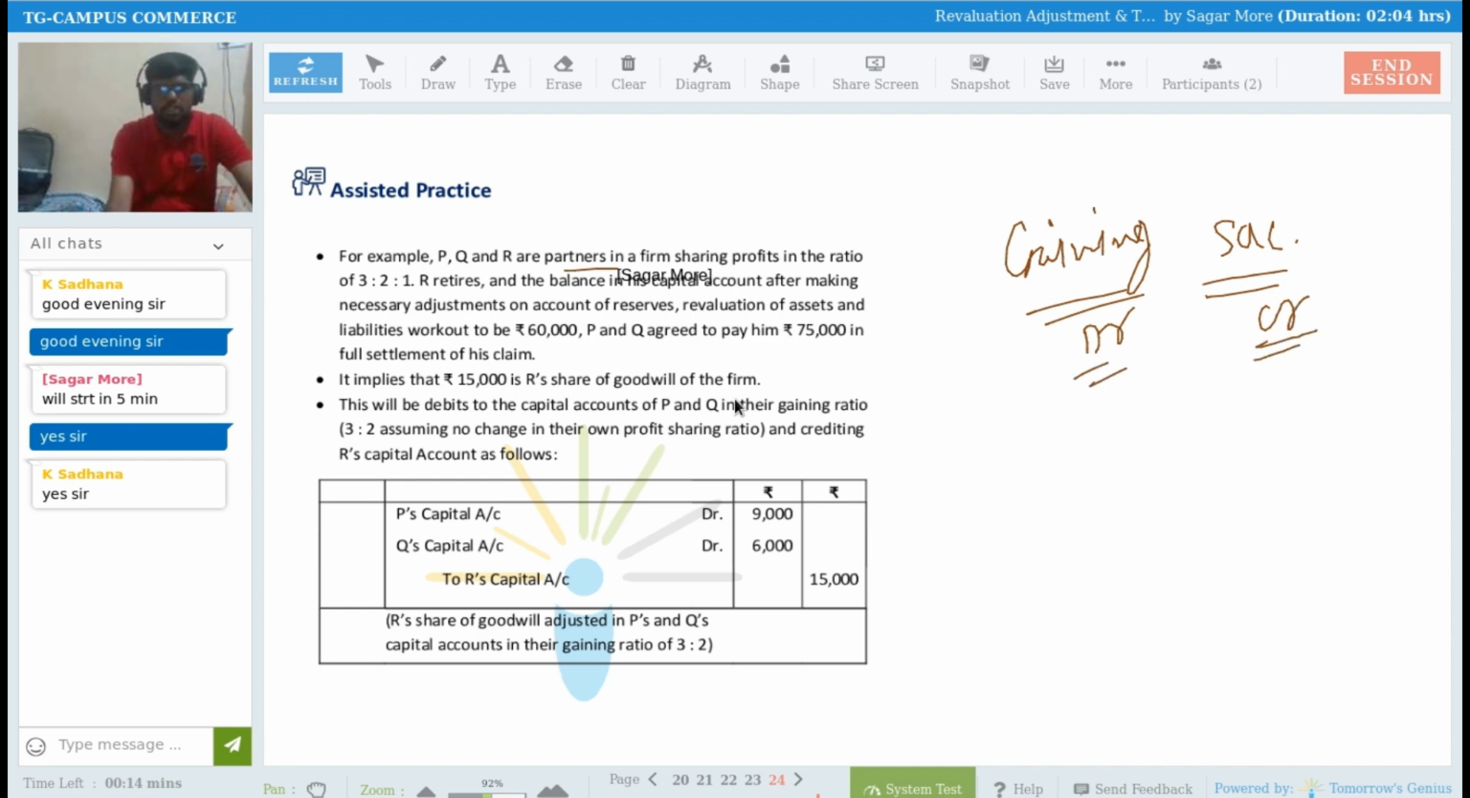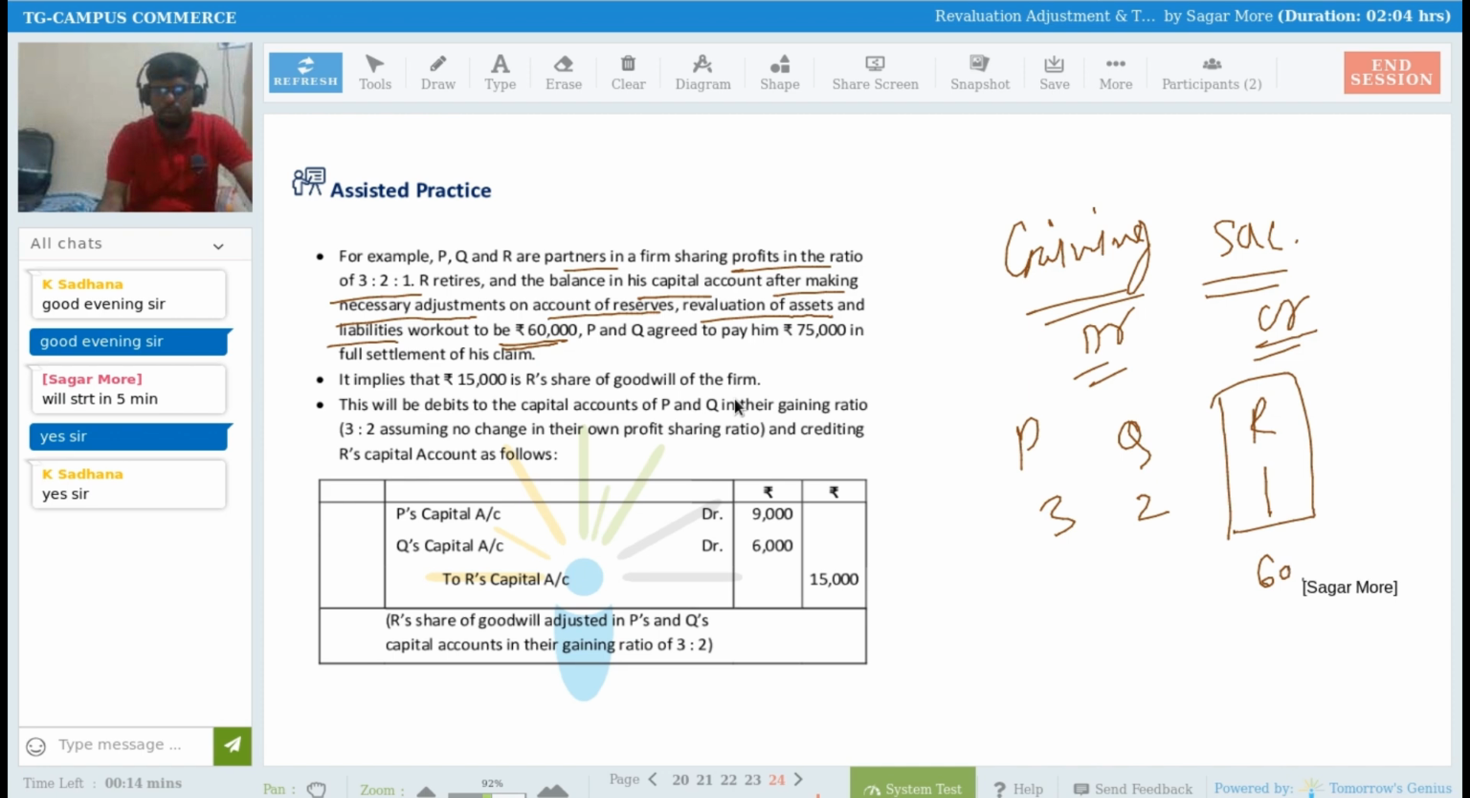See, P, Q and R are partners in the firm sharing the profits in the ratio of 3:2:1. R retired from the business, and the balance in his capital account after making necessary adjustments on account of reserves, revaluation of assets and liabilities works out to be 60,000. So R is supposed to be paid how much? 60,000. P and Q agreed to pay him 75,000 in full settlement of his claim.